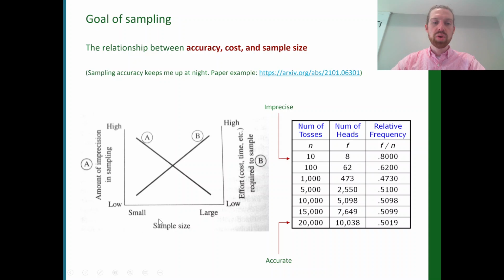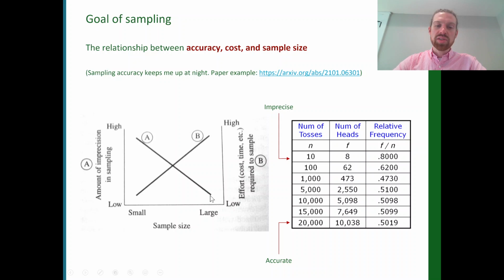So if you look in the book, you'll have this graph which has an x-axis where you've got the sample size, so small sample down here and large sample up here. And then on the y-axis, you have the amount of imprecision going from low to high, and you have the amount of effort on the second y-axis going from low to high. So if we have a small sample, then we're going to have high levels of imprecision, but we are actually going to have a very low amount of effort involved in collecting that.